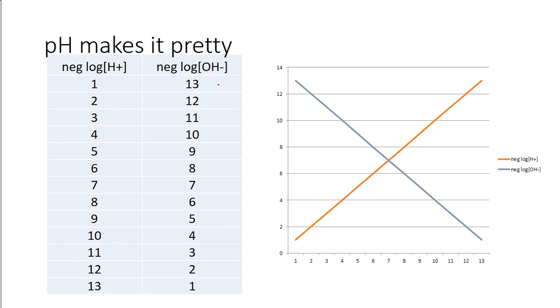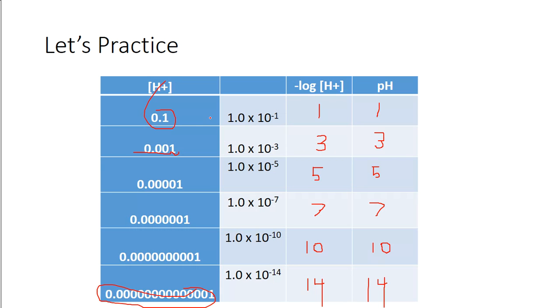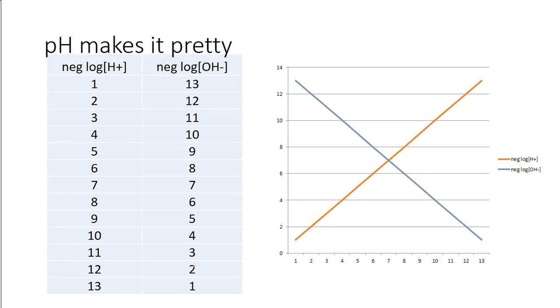So 1 plus 13 equals 14. 2 plus 12 equals 14. So we just take the negative log of H+ and compare it to the negative log of OH minus, and that's the pH and the pOH. So the pH of 1 would be here, and then the pOH is going to be 13. Just remember that if the number is low, that means it's a higher concentration, and if the number is big, that means it's a low concentration of that ion. So 13, 12, 11 means low concentration of OH minus. 1, 2, 3 means a high concentration of H+.